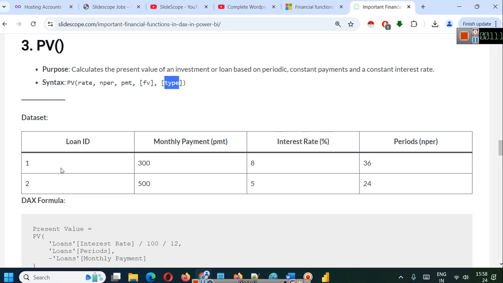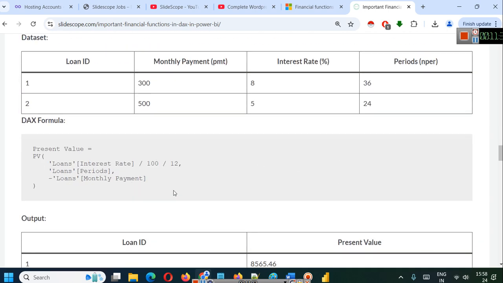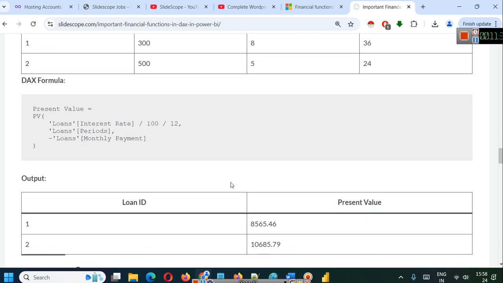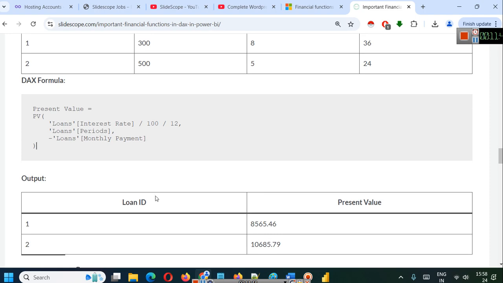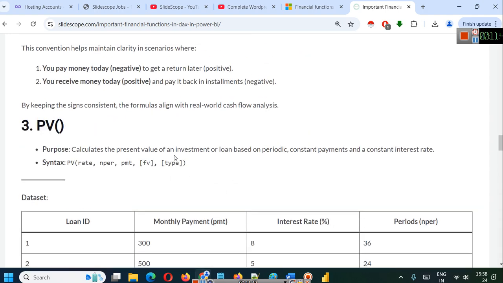So again consider a loan ID. 300 and 500 are the loans taken in both IDs respectively. Interest rate is 8% and 5%, and the periods for which the loans are taken are 36 and 12. So here again you are using the interest rate, loan periods and loan monthly payment. So it will calculate 8565 and 10685. So these are the present values, that means present value of an investment or loan based on your constant periodic payment.